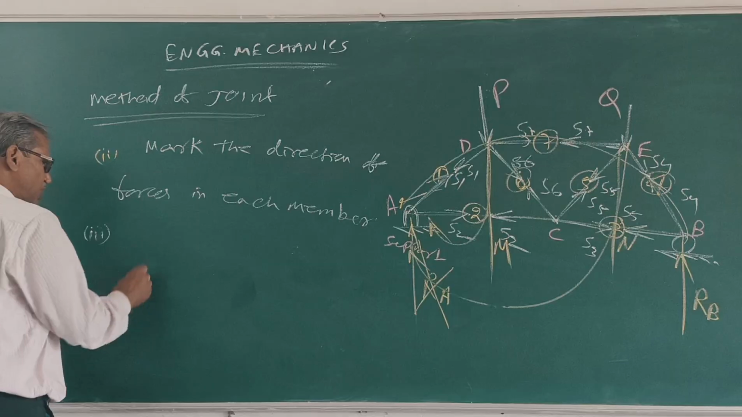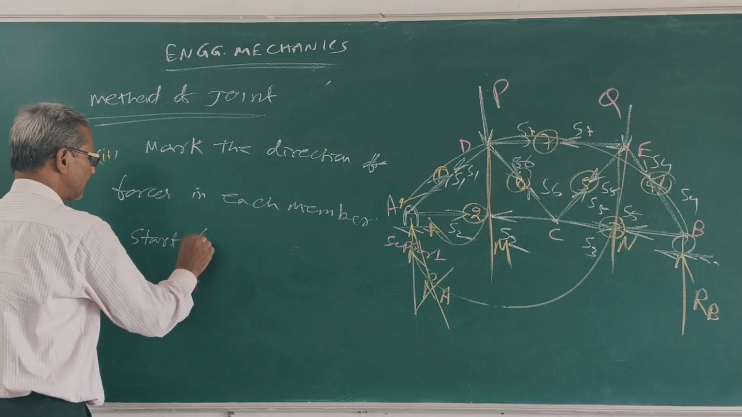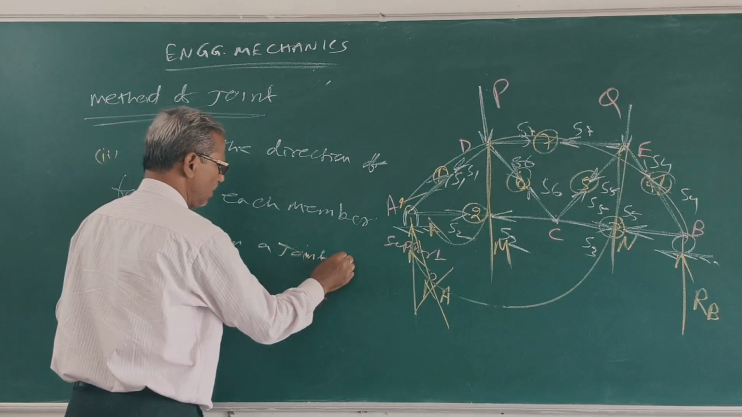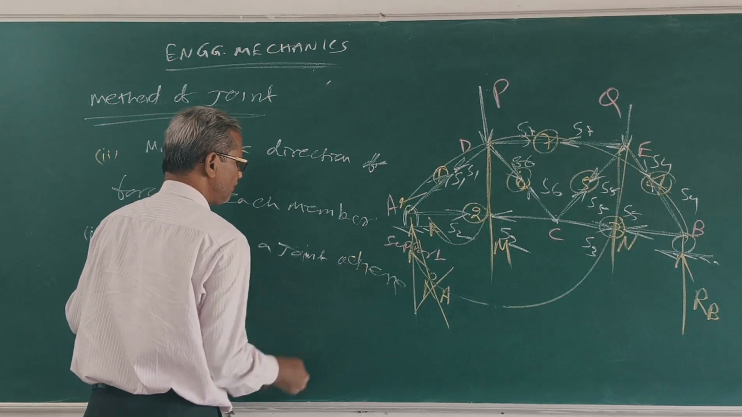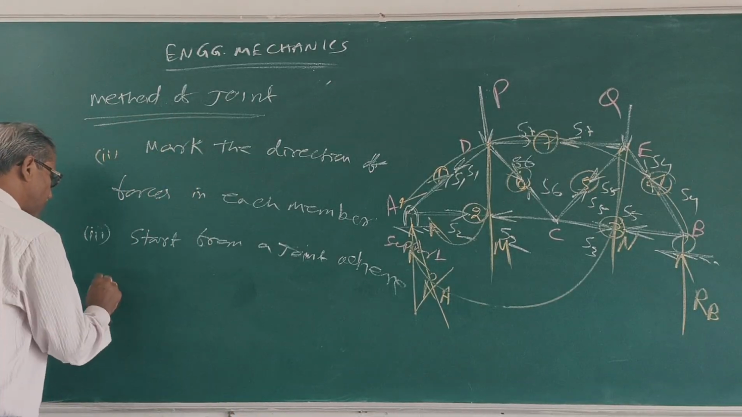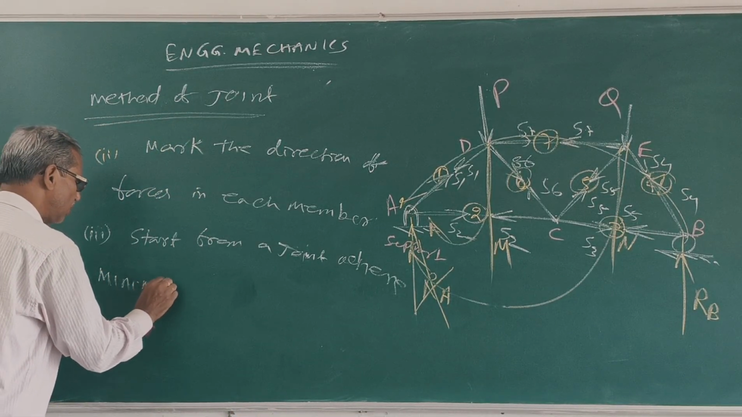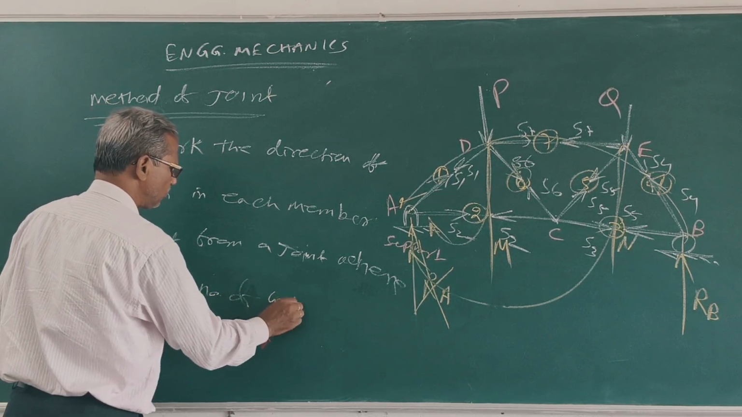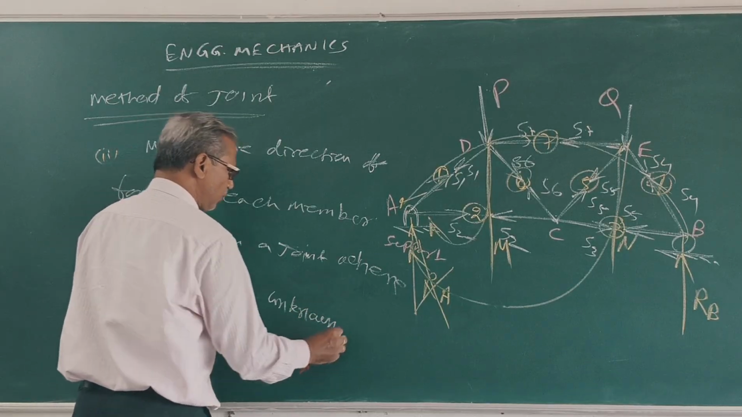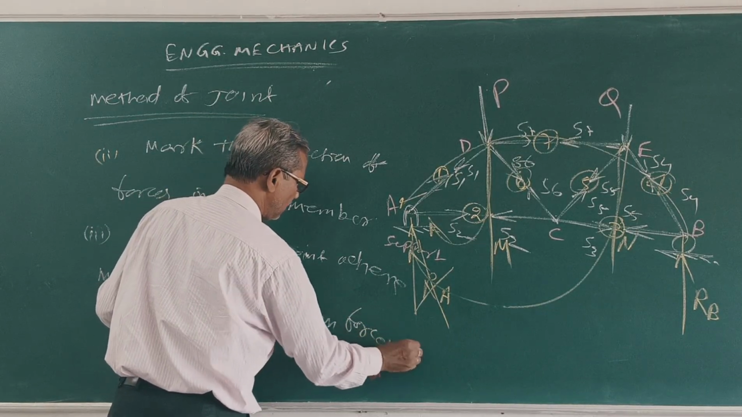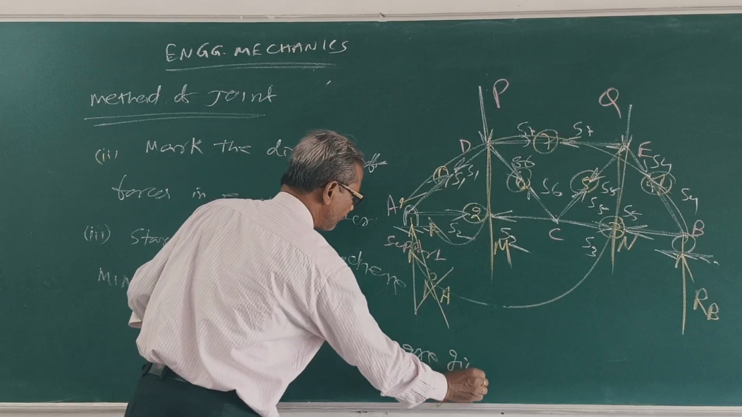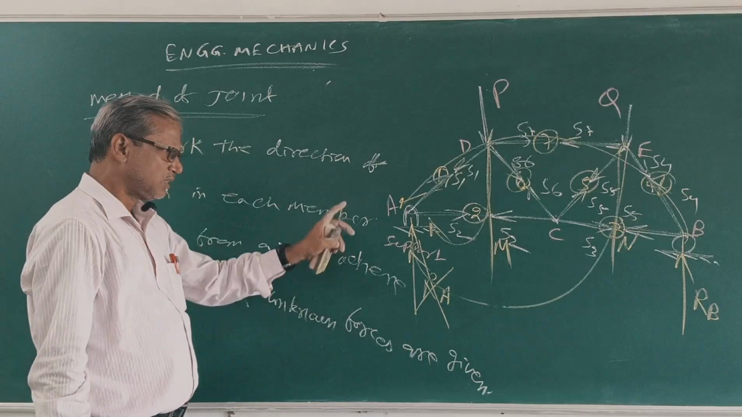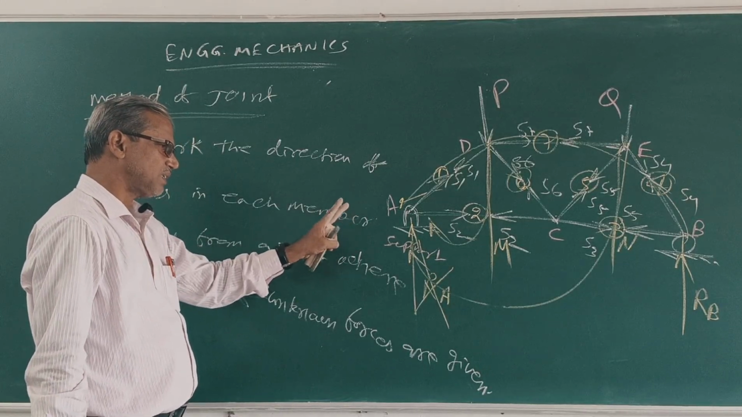Point 3. Start from a joint where the minimum number of unknown forces are given. Minimum number of unknown forces. Tell me which point has the minimum number of unknown forces.